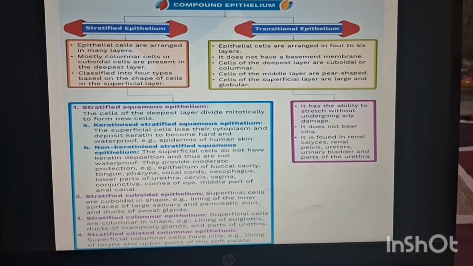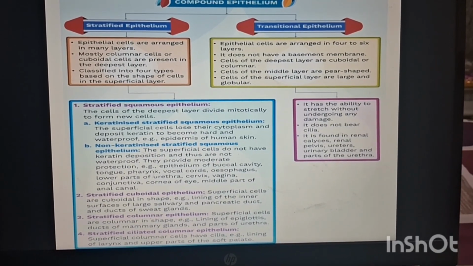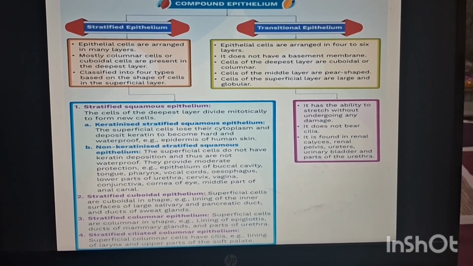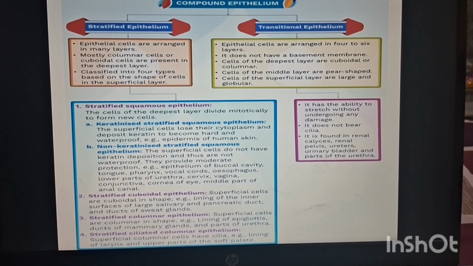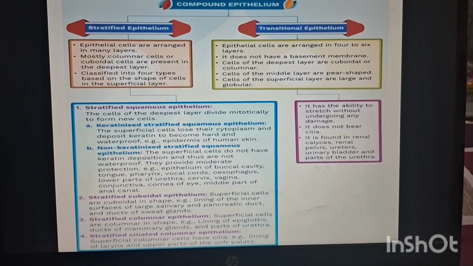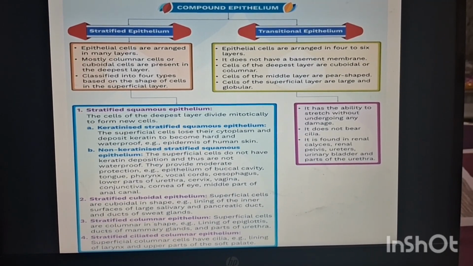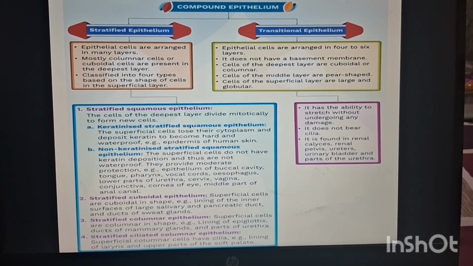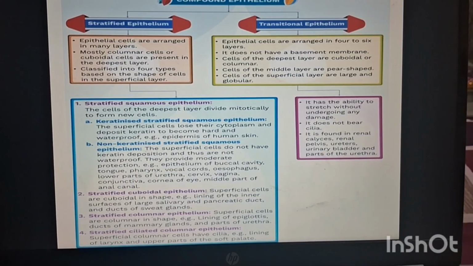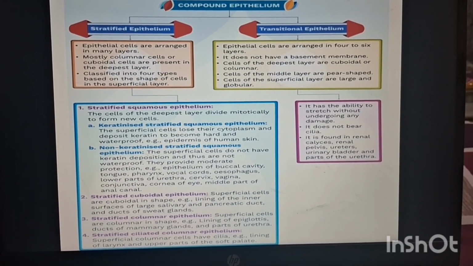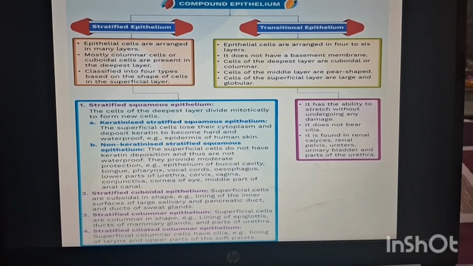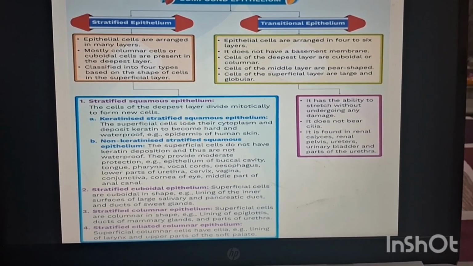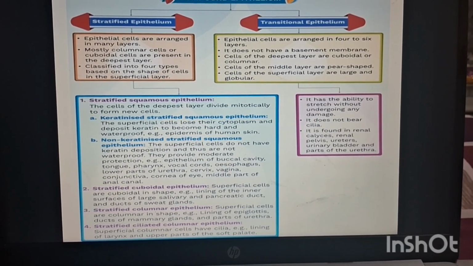And non-keratinized stratified squamous epithelium: the superficial cells do not have keratin deposition and thus are not waterproof. They provide moderate protection. Example, epithelium of buccal cavity, tongue, pharynx, vocal cords, esophagus, lower parts of the urethra, cervix, vagina, conjunctiva, cornea of the eye, middle part of the anal canal.